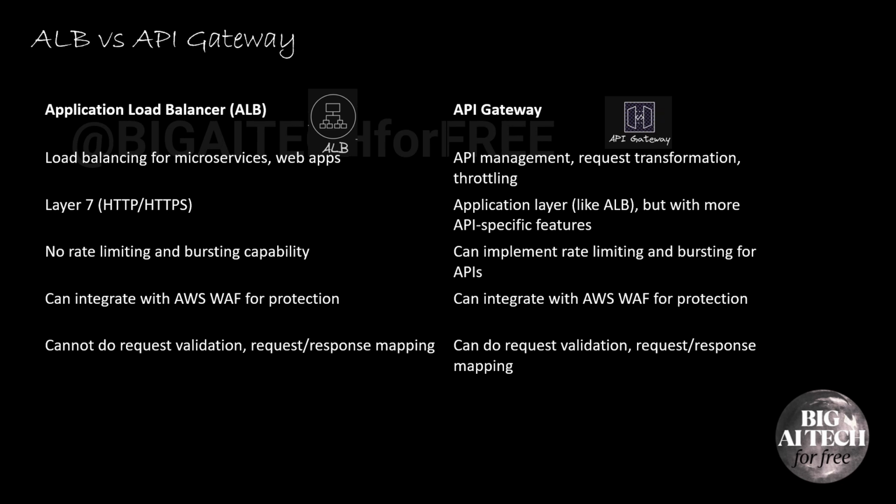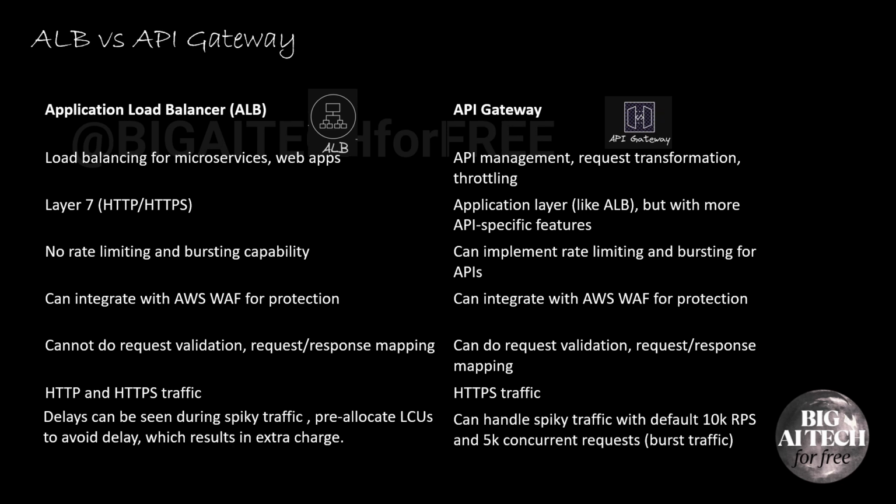Similarly, for request response mapping, if a specific field is coming, you may want to map it to a different field before sending it to the backend. That can also be done by API Gateway. For example, the client is sending something called a client ID, whereas the backend understands it as company ID. API Gateway can perform this mapping before forwarding the request to the backend for processing. Hope it's clear. ALB can handle HTTP and HTTPS traffic, whereas API Gateway is HTTPS traffic only.